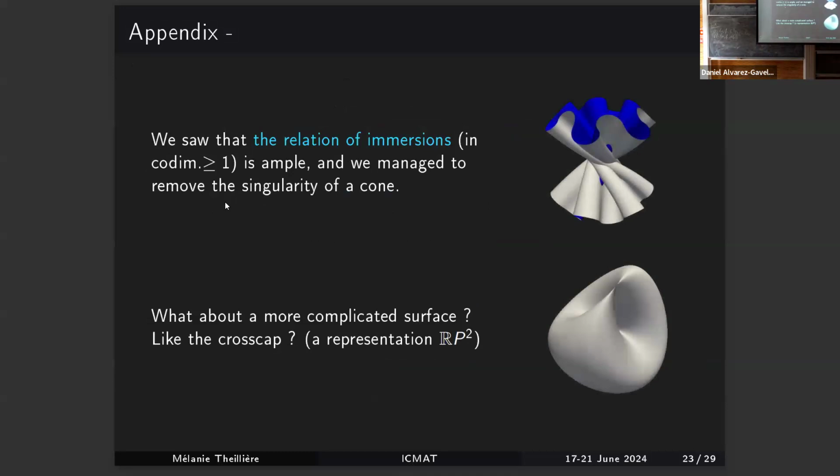So I guess I will change subject again. Is it fine so far? And I go back to immersion, in fact. Let's go back to immersion because I would like to tell you some more things. We saw that the relation of immersion is ample. So we managed to remove singular points really easily for the cone, no problem. Could we do it again for a more complicated surface? Here, I take the cross cap, a representation of the projective plane.